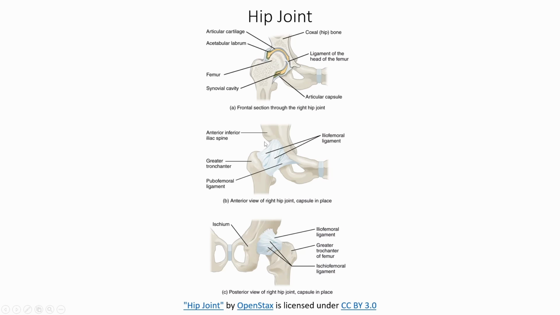In terms of the ligaments we see there, we see the iliofemoral ligament that's going to connect the ilium to the femur. We see the pubofemoral ligament, which is connecting the pubis to the femur. And the last one we see is the ischiofemoral ligament, which is connecting the ischium to the femur.